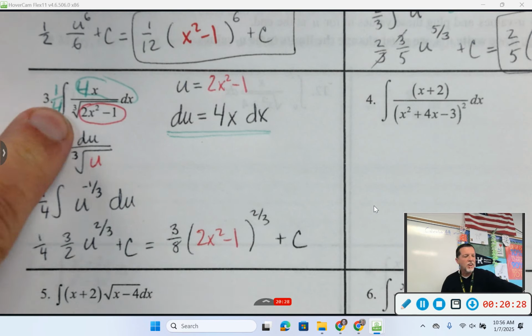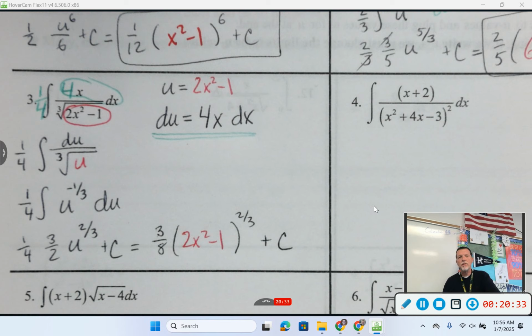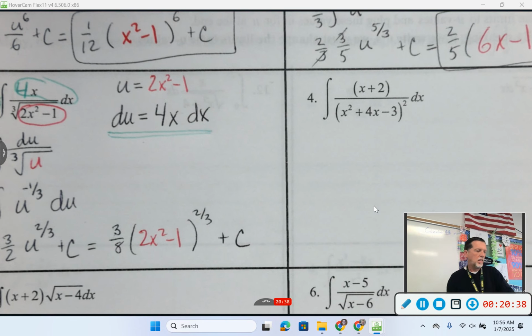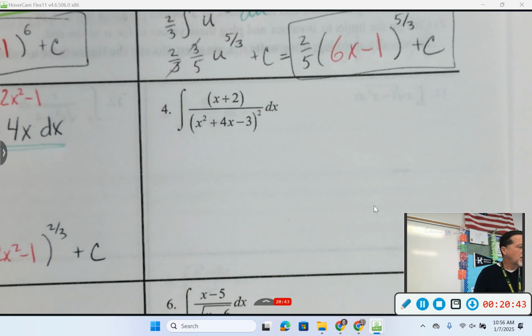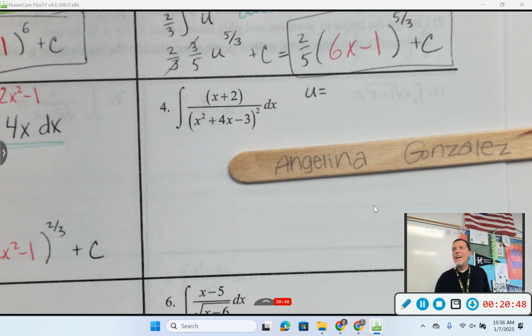So kind of an ugly start, kind of an ugly finish, but the middle was cleaned up with the u substitution stuff. All right, it's time to put people on the spot. And I kind of hope someone guesses wrong, because a lot of times when we start doing these, you guess u wrong first, and then you take du and nothing works, and so you have to go back and try again. Angelina, having said that, what do you think we should try for u?